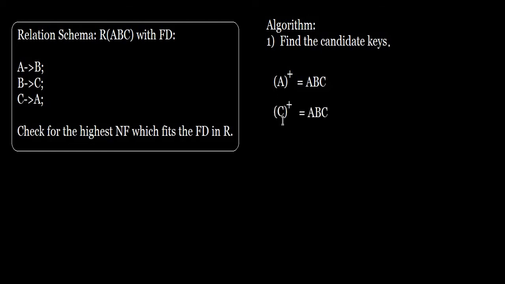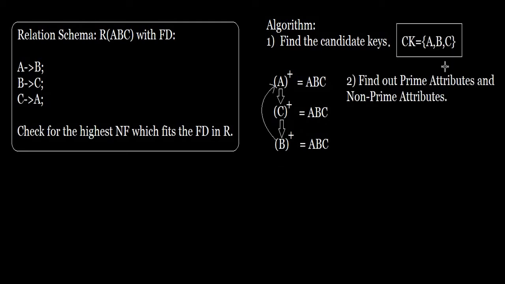And now we are here. Now C is present on the right side of the arrow here, so we can replace this C with B. Now if you see B here, B is present on the right side, but B can be replaced by A, but A is still here. It means there's a cycle. So in this case we have A, C and B as the three candidate keys for the solution. So we can write candidate keys as ABC. I've written CK equals ABC.